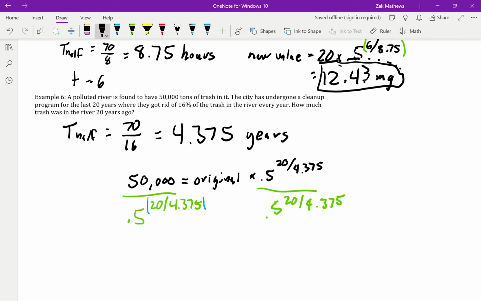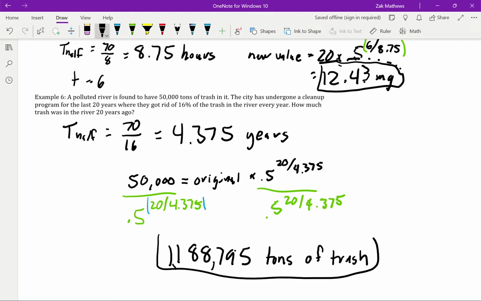And we get the answer, 1188795.43. I'm going to round to the nearest whole. So that would be 1,188,795 tons of trash. So the city has done quite well for themselves. They've gotten rid of a lot of their trash.